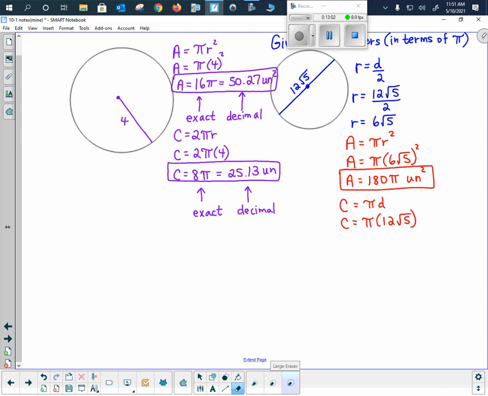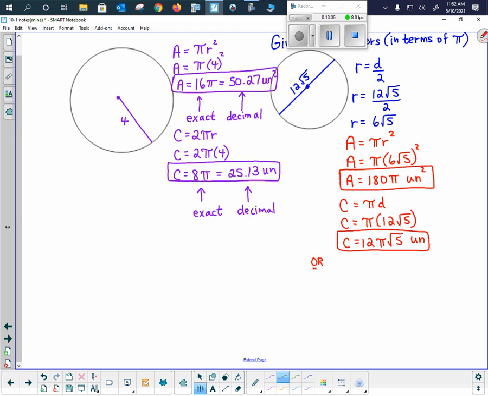So I'm just going to say that this 12 times pi times root 5 is going to be written as 12 pi root 5. You're trying to have the least number of parentheses as possible. And circumference is a unit. It's a length.